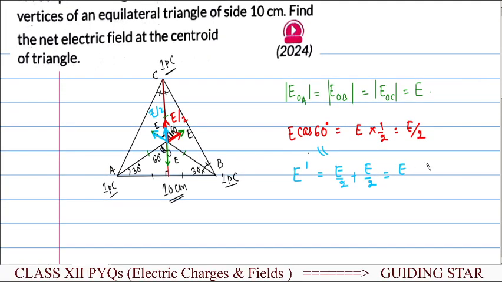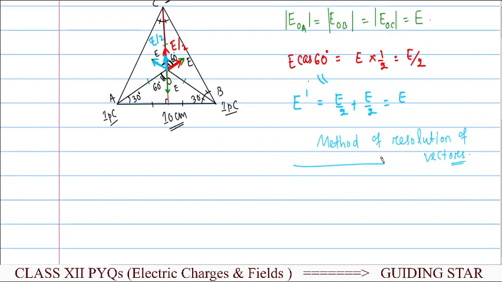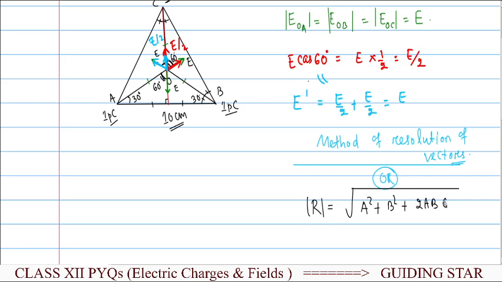So this is what we have done. We have applied the method of resolution of vectors. Also, we can apply the triangle law of vector addition. If we apply the triangle of vector addition to get the resultant value, the magnitude of the resultant will be equal to the square root of a square plus b square plus 2ab cos theta.